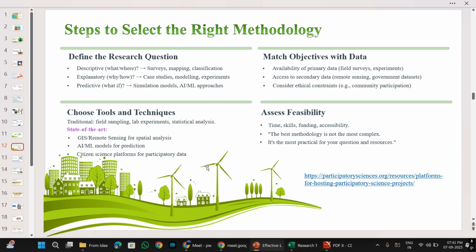So what are the different steps to select the right methodology? The first thing is you have to define the research question. You have to be able to categorize it, whether your research question is essentially descriptive, that addresses what happens with the environment and where it happens with the environment. Descriptive researches are often to do with surveys and then mapping and then classification. So these are the kind of descriptive researches that we talk about.